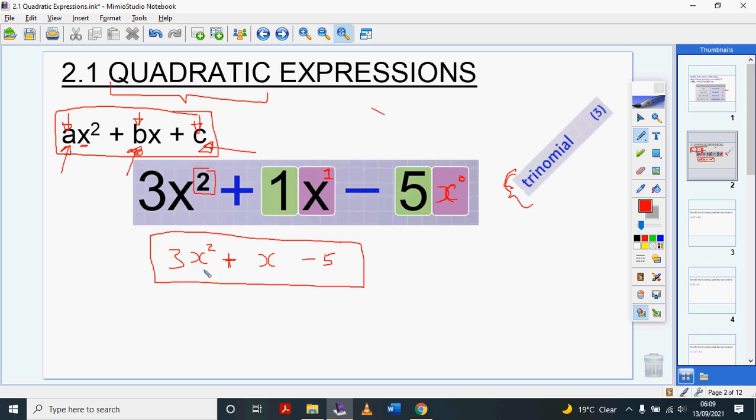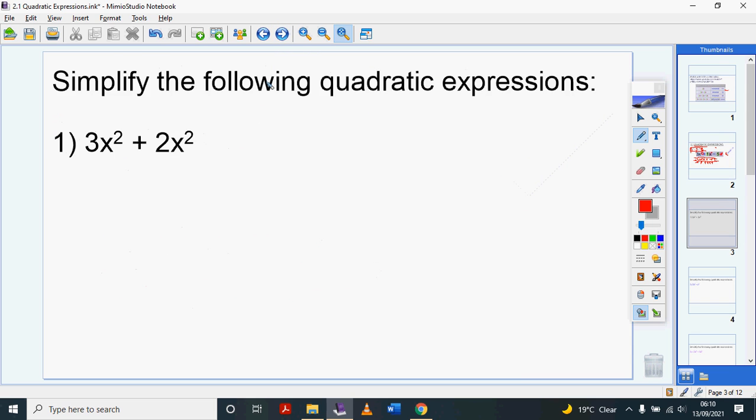Anyways, so this is our focus for today, quadratic expressions and how to simplify them, how we can do operations like addition, subtraction, multiplication with quadratic expressions. That's our focus for today, and that is simplifying quadratic expressions. So I'll start off with a simple example. How can I simplify this quadratic expression?